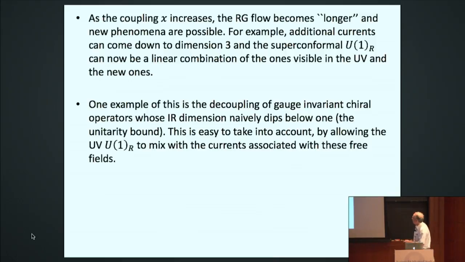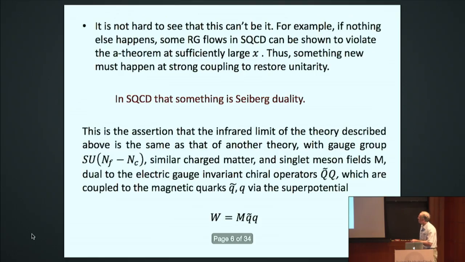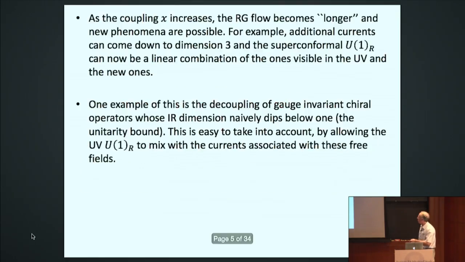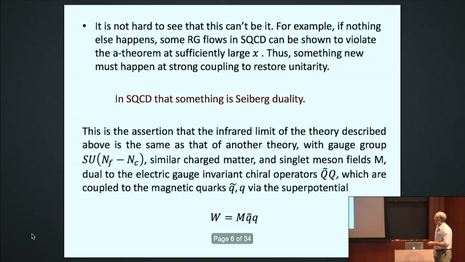And one famous example of this is the decoupling of gauge invariant chiral operators whose dimension naively dips below the unitarity bound. And this is something that's easy to take into account, but I will not discuss it here.